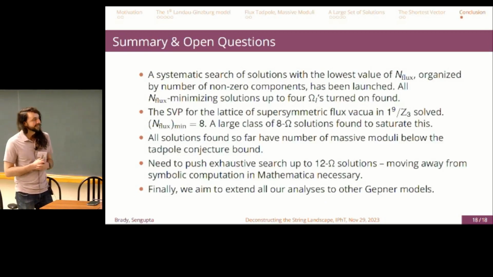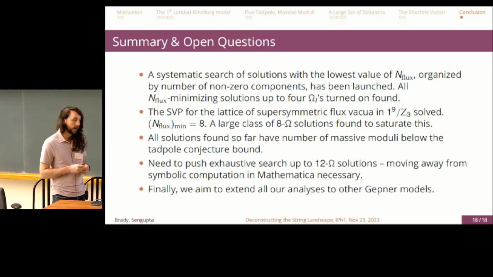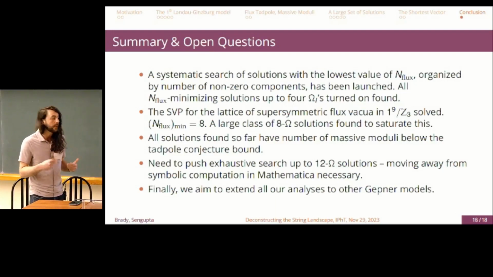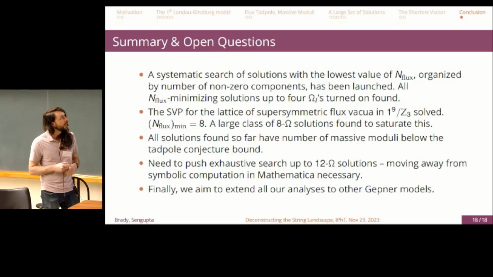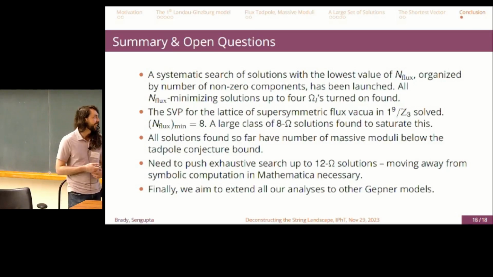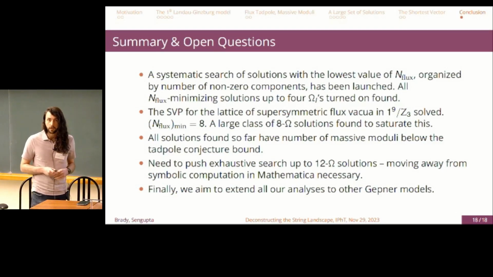Okay, so wrapping it up. All solutions that were found have a number of massive moduli below the tadpole conjecture bound, so there's no discrepancy in that. Next steps are to push this search exhaustively, hopefully to 12 omegas, and this would likely require us to move away from the symbolic computation of Mathematica. And finally, we aim to extend all our analyses to those other Gepner models that Anindya mentioned, the 2 to the 6 and so on. So, thank you.